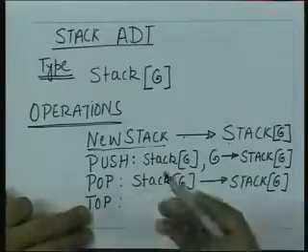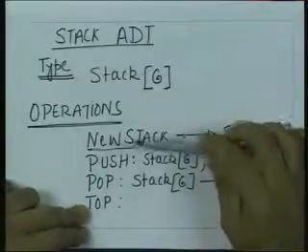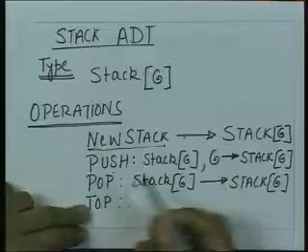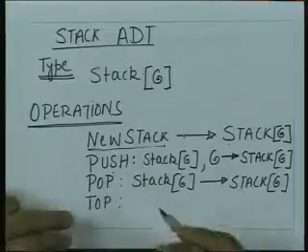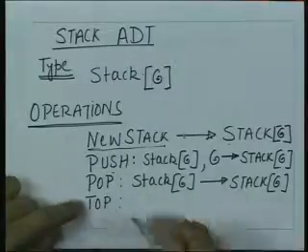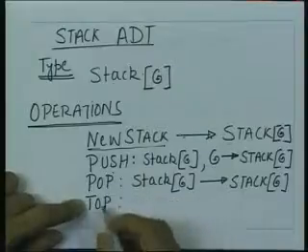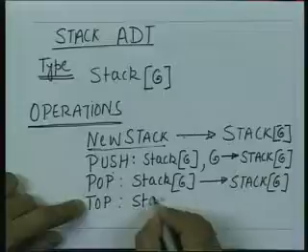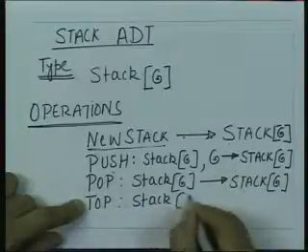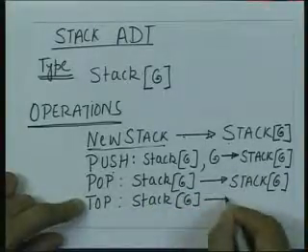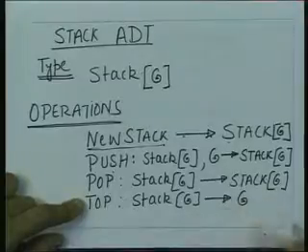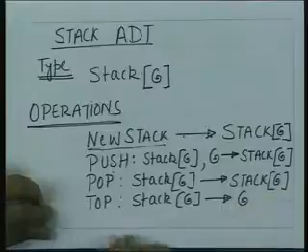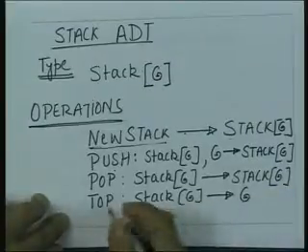Remember the types of operations that can exist. One of them is a creator operation, which is a new stack operation. The push operation and the pop operation are essentially command operations, and top is an example of a query operation. And top will take a stack and it is expected to return the topmost element of the stack, which is of type G, alright.